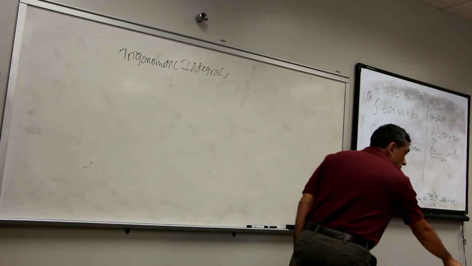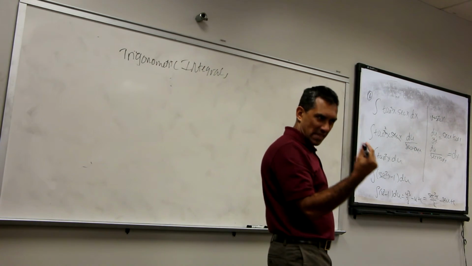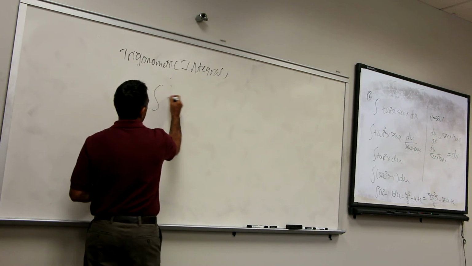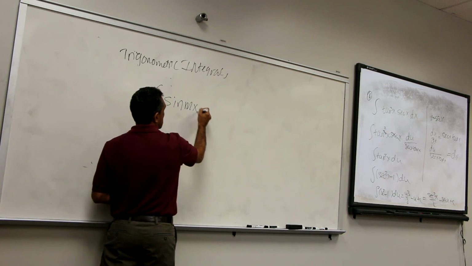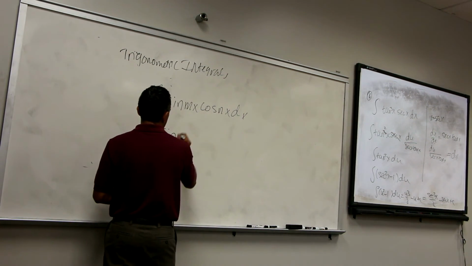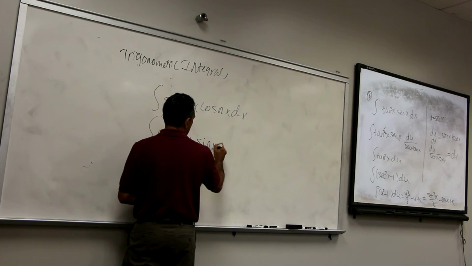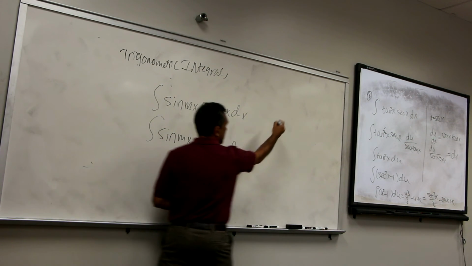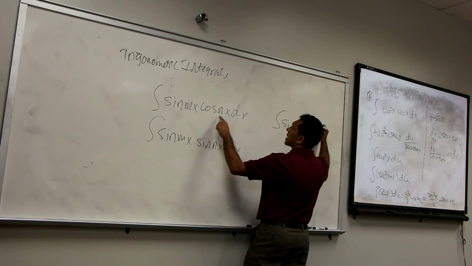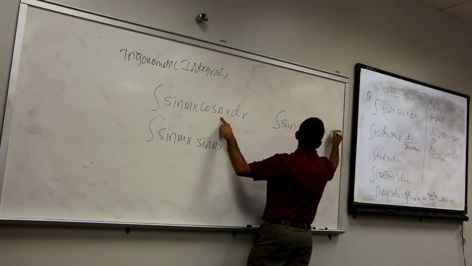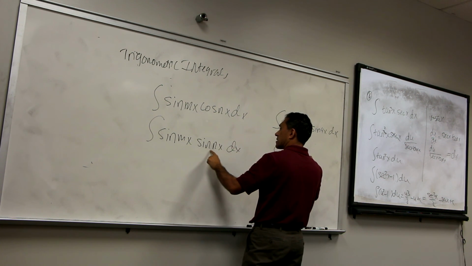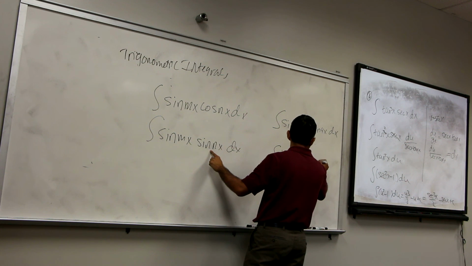The last thing we want to do is where we have multiples of x. Integrals of this kind: sine mx cosine nx, sine mx sine nx dx. For example, sine 10x times sine 4x dx. For example, sine 8x sine 3x dx.